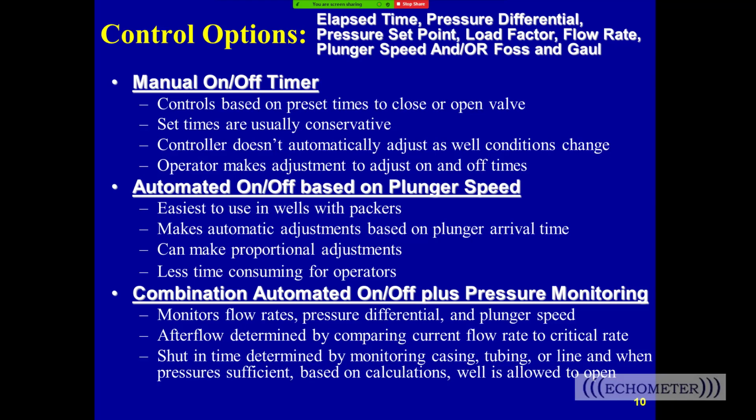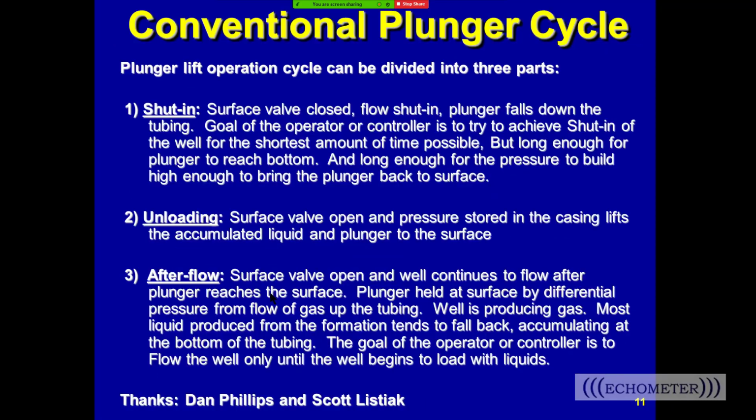The next type of automation here is based on plunger velocity, and it needs a good arrival sensor to see the arrival of the plunger, and then you can adjust the arrival speed by changing the amount of afterflow. More or less afterflow can regulate the rise velocity of the plunger. And then there's combination type controllers that are more complicated. And the main purpose of the controller is it should help you maximize your production out of the well.